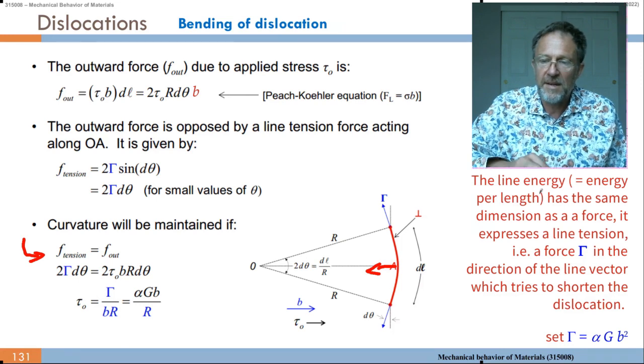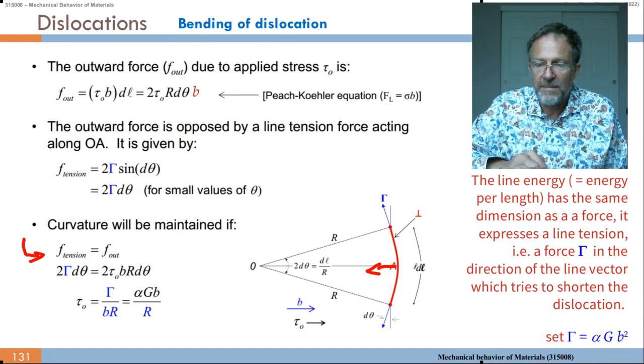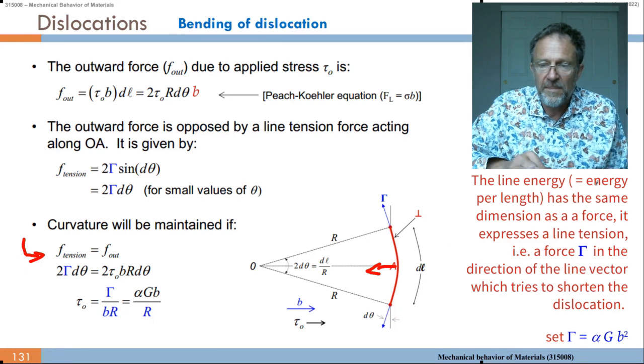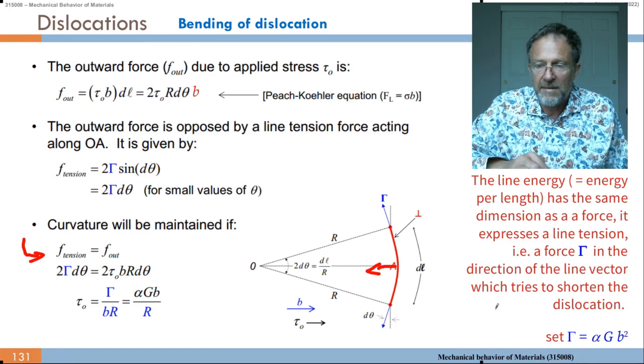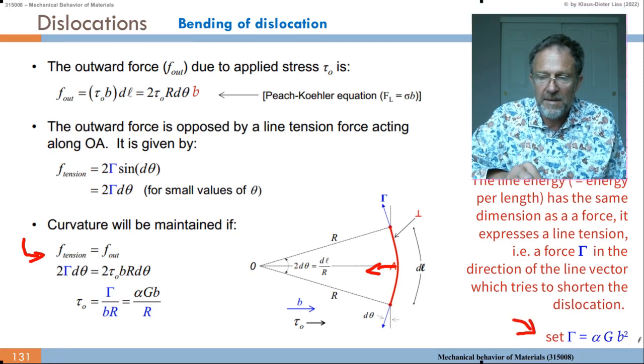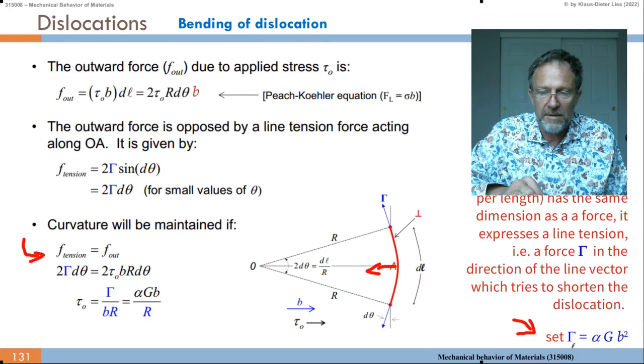So the line energy is the energy per length, and it has the same dimension as a force. It expresses a line tension, i.e. a force gamma, in the direction of the line vector, which tries to shorten the dislocation. If I make the line longer, then it costs some energy. Per length, it has the dimension of a force. That's how you can imagine it. And we set gamma equals alpha times G times b squared.